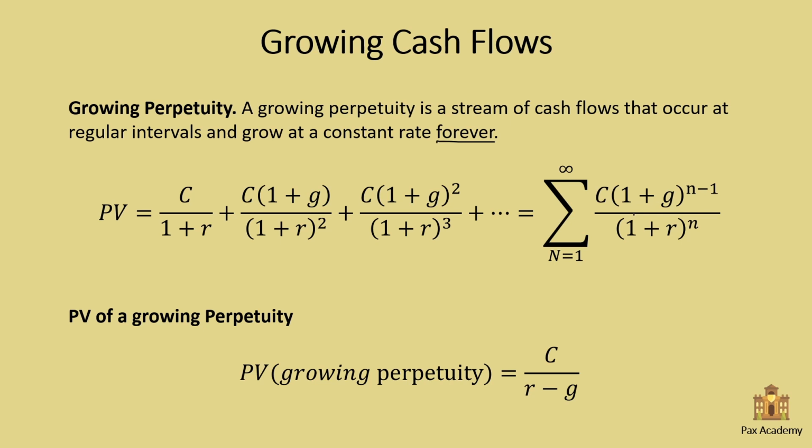Okay? Now we can summarize the stream of cash flows as the sum of the cash flows times their growth rates over the interest rates, because we need to discount it. Therefore, we can summarize the present value of a growing perpetuity as equal to the cash flow over the interest rate minus the growth rate. Okay, so this is the formula for a growing perpetuity.